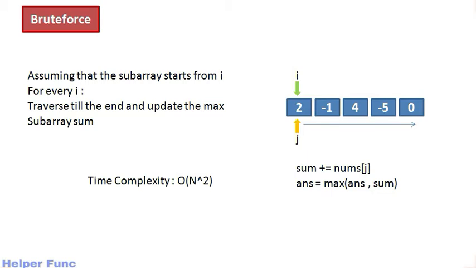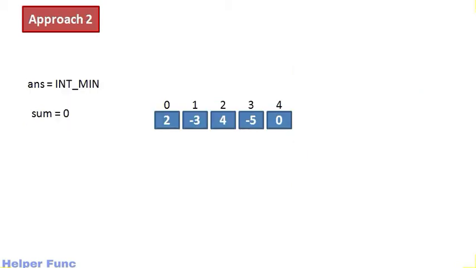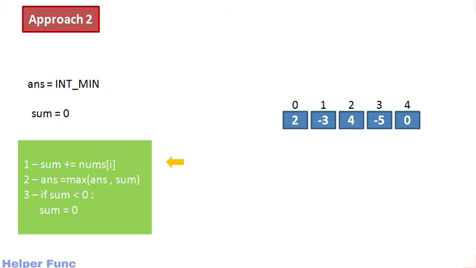Let's see another approach. Let's understand by this example. Say we have 2 variables. One is answer, which will represent our answer and is initialized to minimum integer. And another is the sum variable initialized to 0, which will be the candidate for our answer. Now every time going through the array elements, we will be performing these 3 operations. At first, we will add nums of i to our sum variable. And now if this sum is greater than answer, then we will update our answer. But if sum is lesser than 0, we will make it 0.